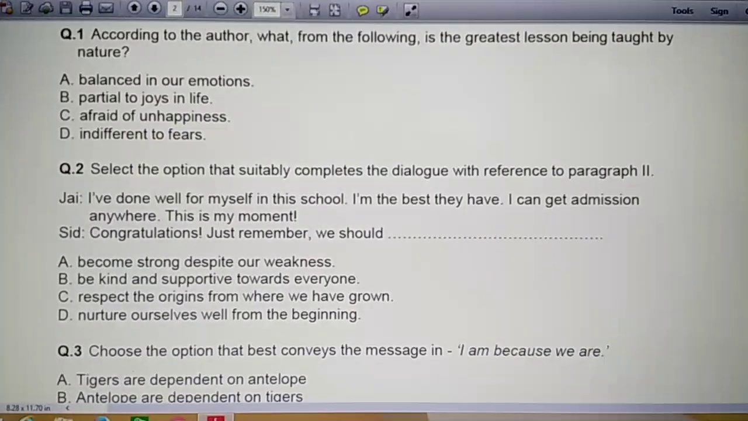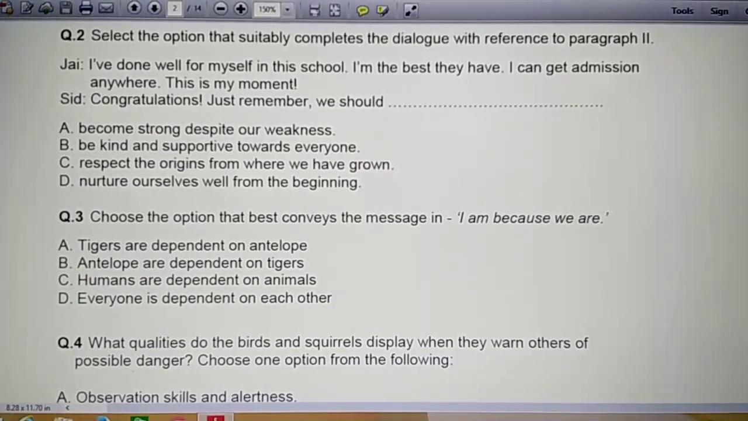Here is question number 1 for us. According to the author, what from the following is the greatest lesson being taught by nature? So the option for that will be A, balanced inner emotions.